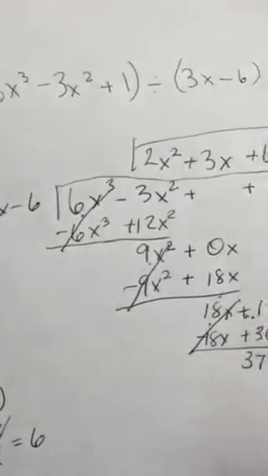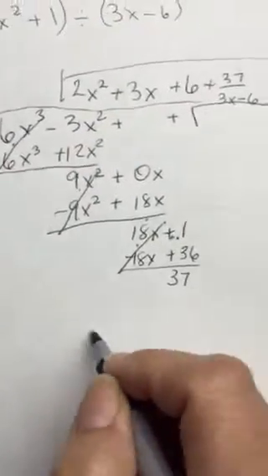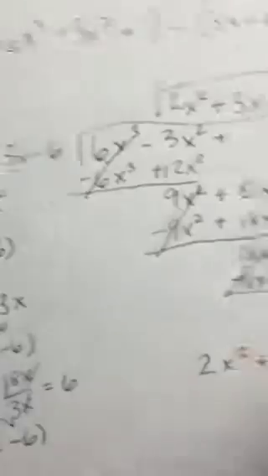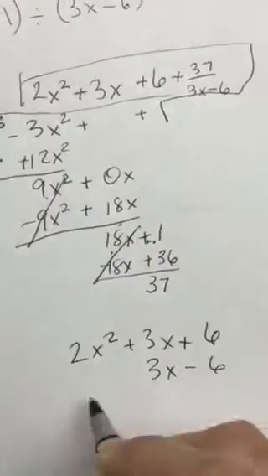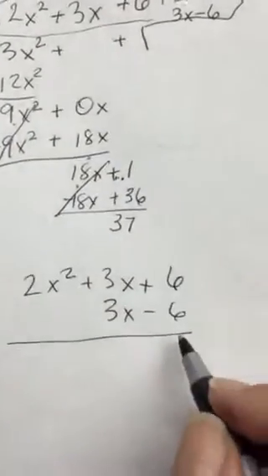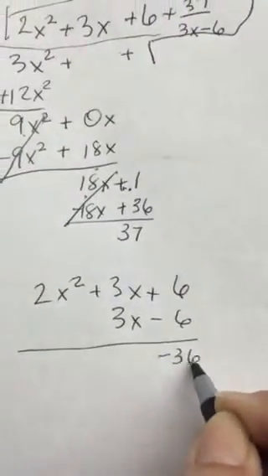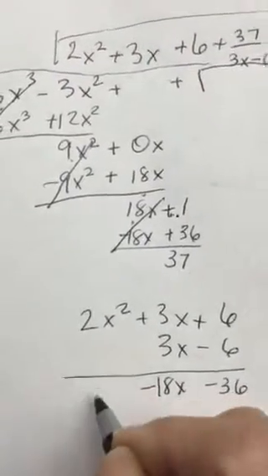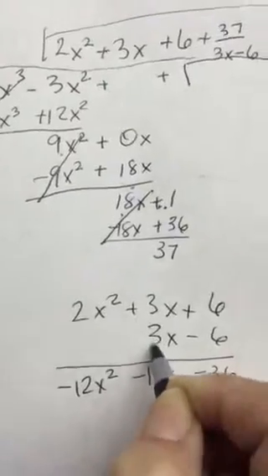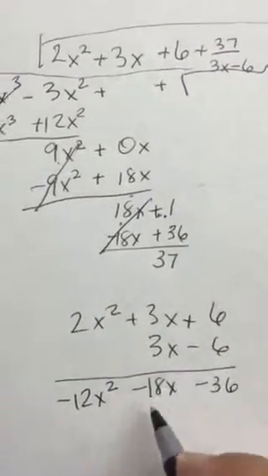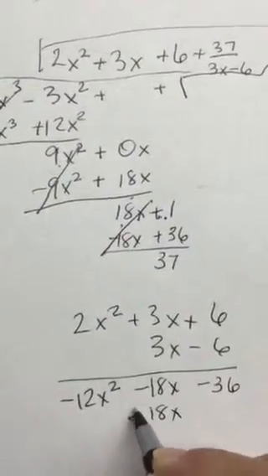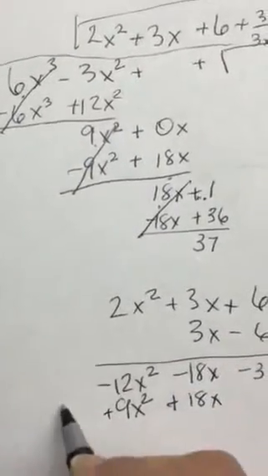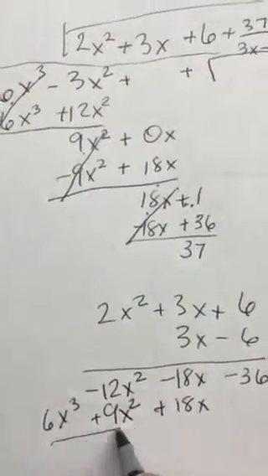Now if I wanted to check it, I would multiply. I would do the quotient 2x squared plus 3x plus 6, and I'd multiply it by 3x minus 6. Now I'm going to do this as long multiplication, so negative times a positive is a negative 36, then a negative times a positive is a negative 18x, negative times a positive is a negative 12x squared. Now this one through, so we have 3 times 6, which is 18x, that's a positive. Positive times a positive is a positive, 9x squared. 3 times 2 is 6, x squared times x is x cubed.